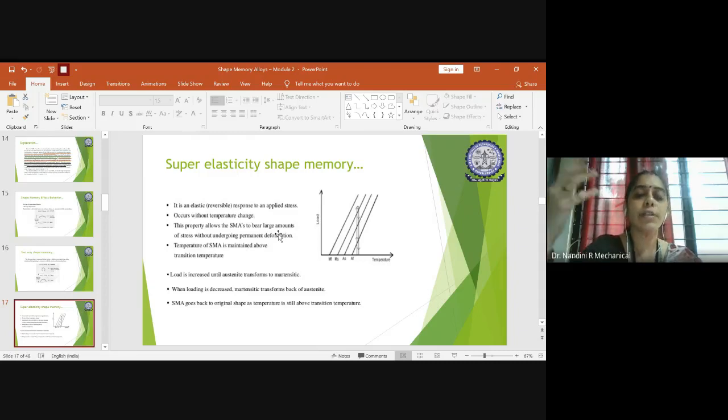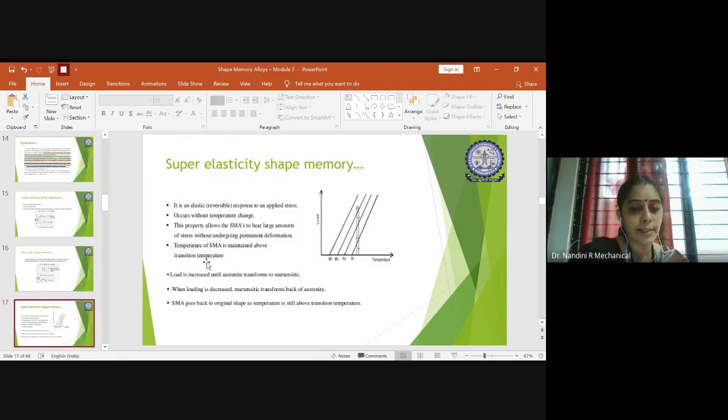So without the intervention or the need of a human, these devices can be operated, because it can sustain any high value of temperature without any plastic deformation in it. So this is the very important plus point and the super characteristic of the shape memory alloy.